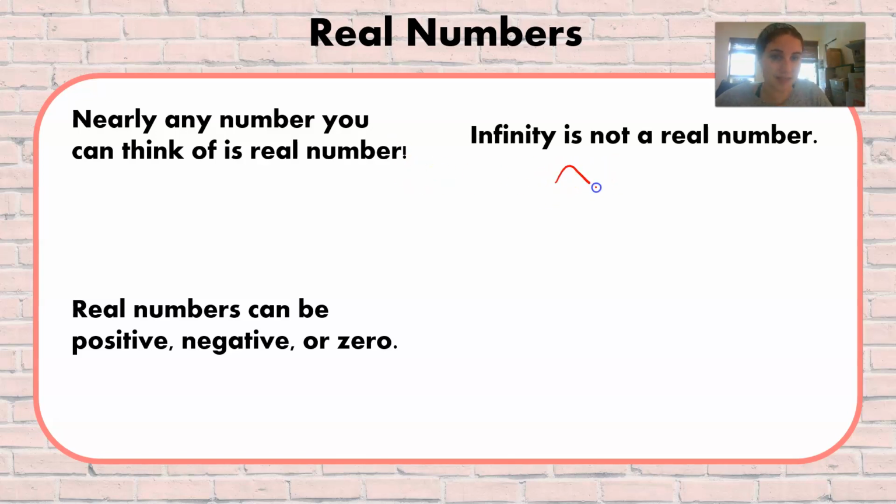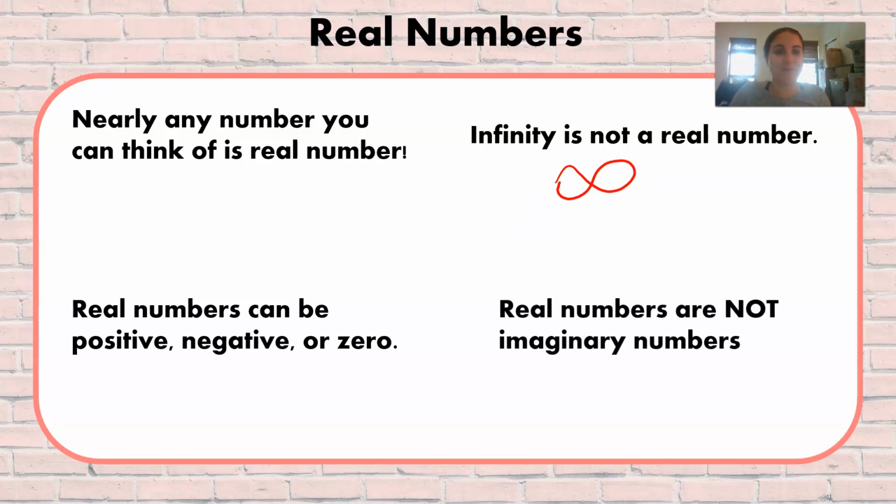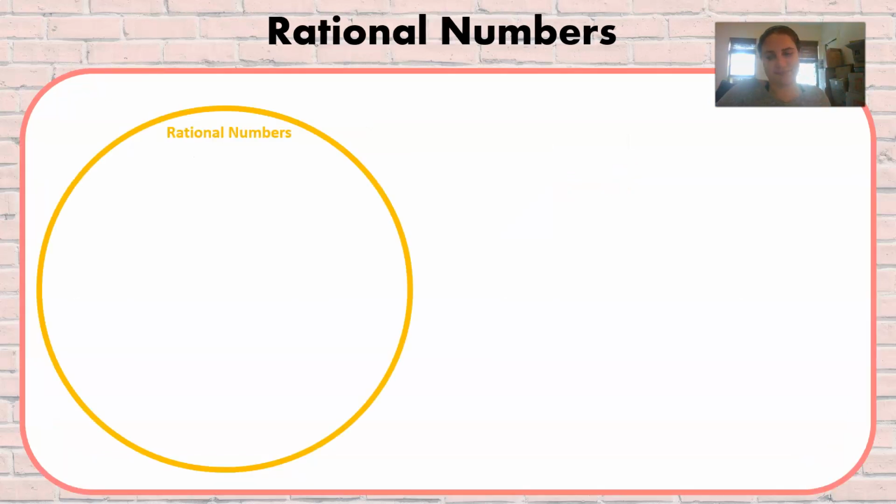There is a symbol you see sometimes used for infinity. It looks like this, kind of like a sideways 8. And that's the infinity symbol. Infinity is not a real number. It just goes on forever and ever. Real numbers are not imaginary numbers. In this lesson or in 8th grade, you will not learn about imaginary numbers, but there is such a thing as an imaginary number. So don't worry about that for now. Just know that they're not real. But any other number you can think of is a real number.